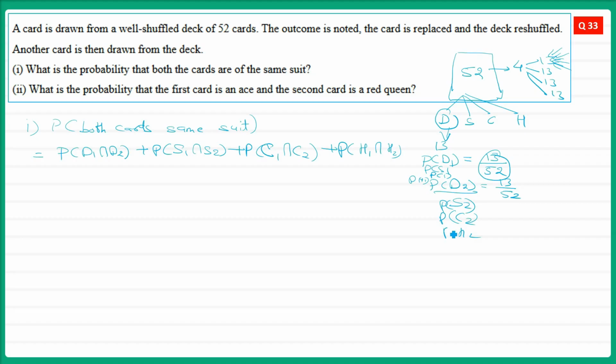The probability of any of these cards will remain as 13 by 52. It remains unchanged because they are all identical. They are exactly similar. Just the colors are different, just the symbols are different.